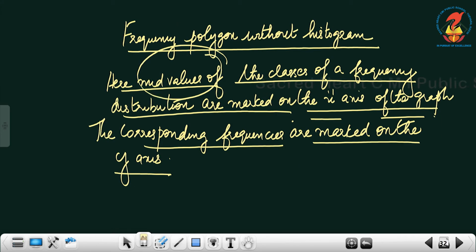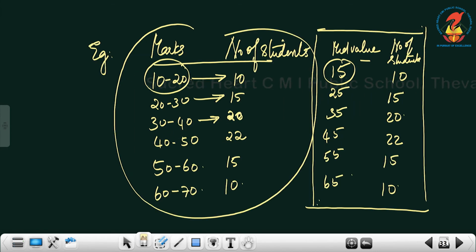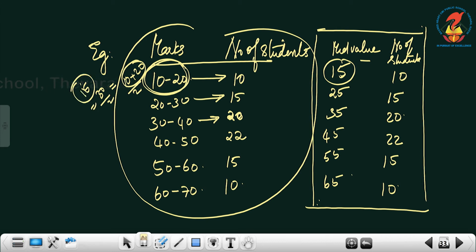Here the mid values of the classes of a frequency distribution are marked on the x-axis. So, what is the mid value of 10 to 20? 10 plus 20 by 2. 10 plus 20 is 30, 30 by 2 is equal to 15. So, the first mid value is 15. Again, 20 plus 30 is 50, divided by 2 is 25. Again 30 plus 40 divided by 2. That is how we find the mid value.